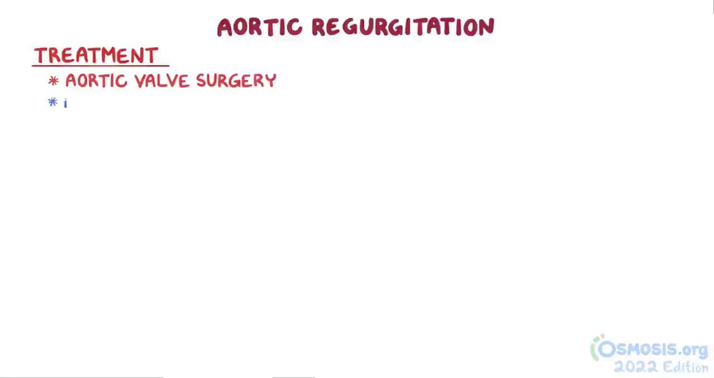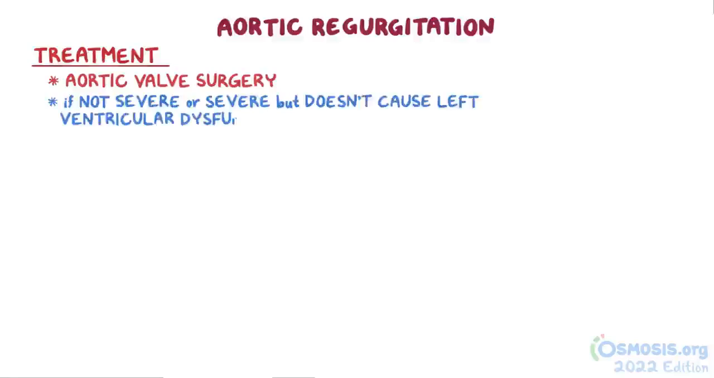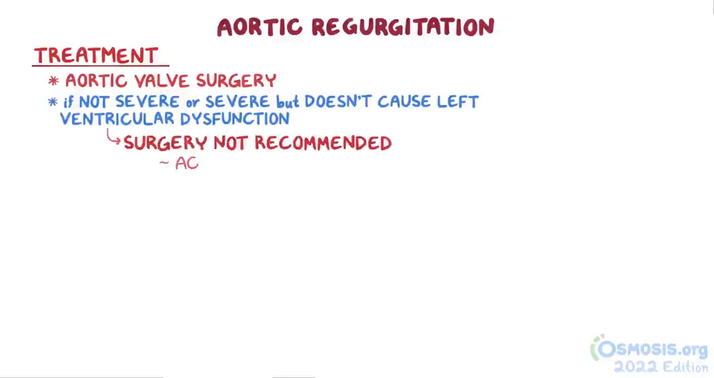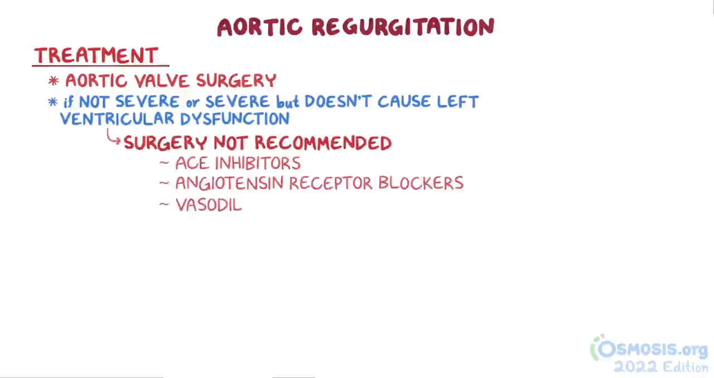The mainstay of treatment is aortic valve surgery, which is indicated in severe aortic regurgitation. But if aortic regurgitation is not severe, or even if it's severe but doesn't cause left ventricular dysfunction, then surgery isn't recommended. Instead, the individual is given medications like ACE inhibitors, angiotensin receptor blockers, or vasodilators if they have hypertension.